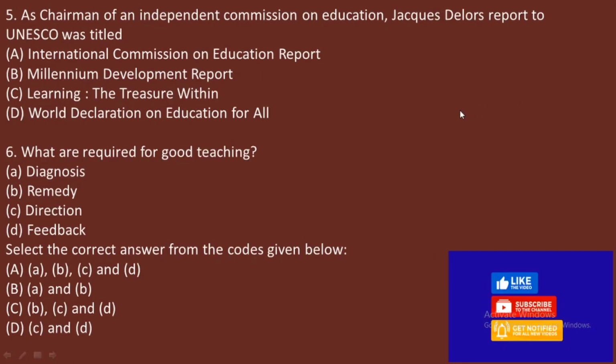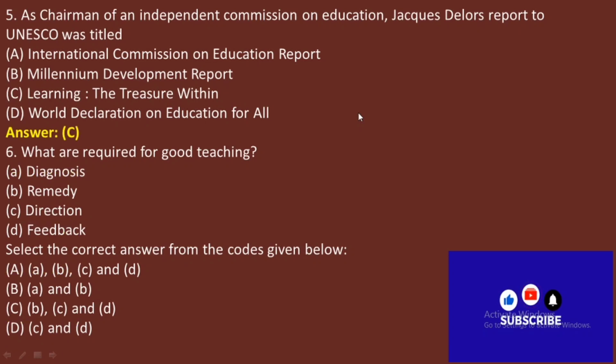And look at question number 5. As chairman of an independent commission on education, Jacques Delors' report to the UNESCO was titled: International Commission on Education Report, a Millennium Development Report, Learning: The Treasure Within, or the World Declaration on Education for All. Here the right one is answer C, that is Learning: The Treasure Within.